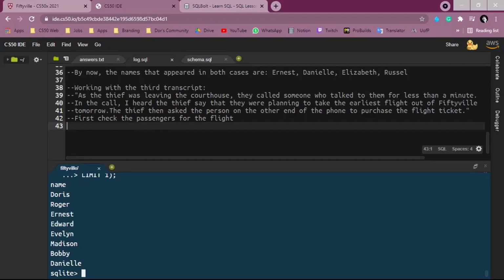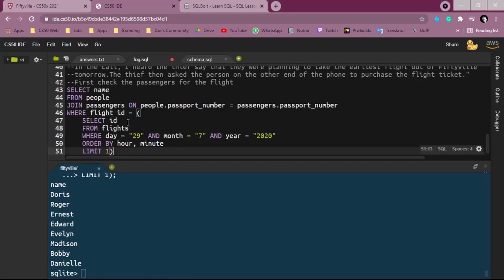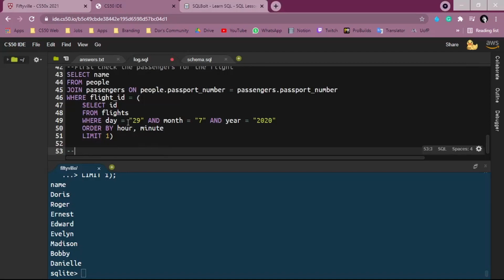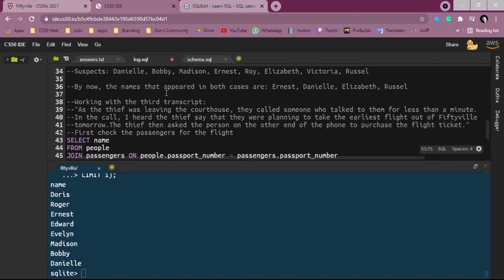So since it's working, we can copy the code that we did and paste it in here. And by now we have new suspects. So the suspects are Doris, Roger, Ernest, Edward, Evelyn, Madison, Bobby, and Danielle. And we can start checking the information.